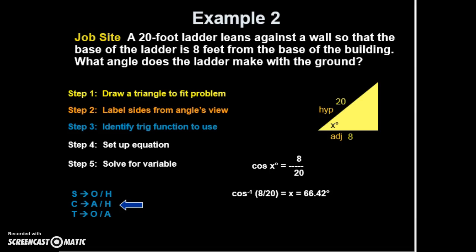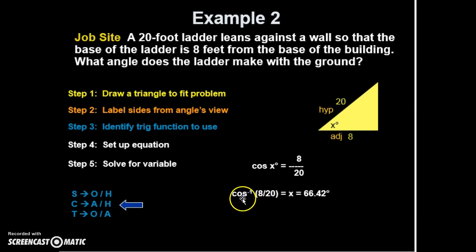Another example. A 20-foot ladder leans against a wall so that the base of the ladder is 8 feet from the base of the building. That's horizontal. What angle does the ladder make with the ground? We have a 20-foot ladder, which is the hypotenuse of our triangle, and the adjacent side to our angle is 8. They want to know the angle measure.